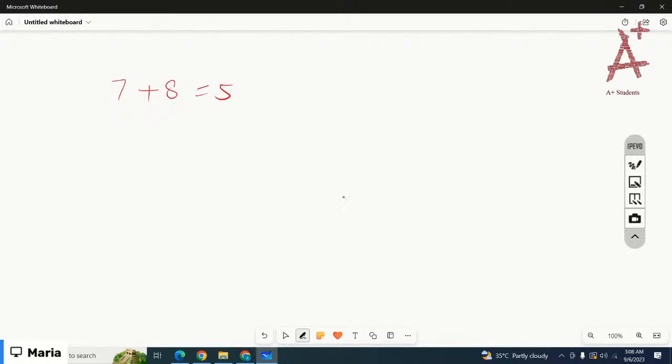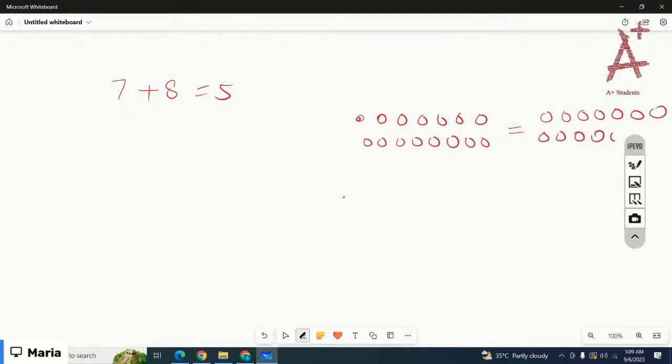7 plus 8 equals 15, right? You have 7 counters on this side: 1, 2, 3, 4, 5, 6, 7. And 8 on the other: 1, 2, 3, 4, 5, 6, 7, and 8. Together they make 15. You can even count these counters: 1, 2, 3, 4, 5, 6, 7, 8, 9, 10, 11, 12, 13, 14, and 15 counters on both sides, right?